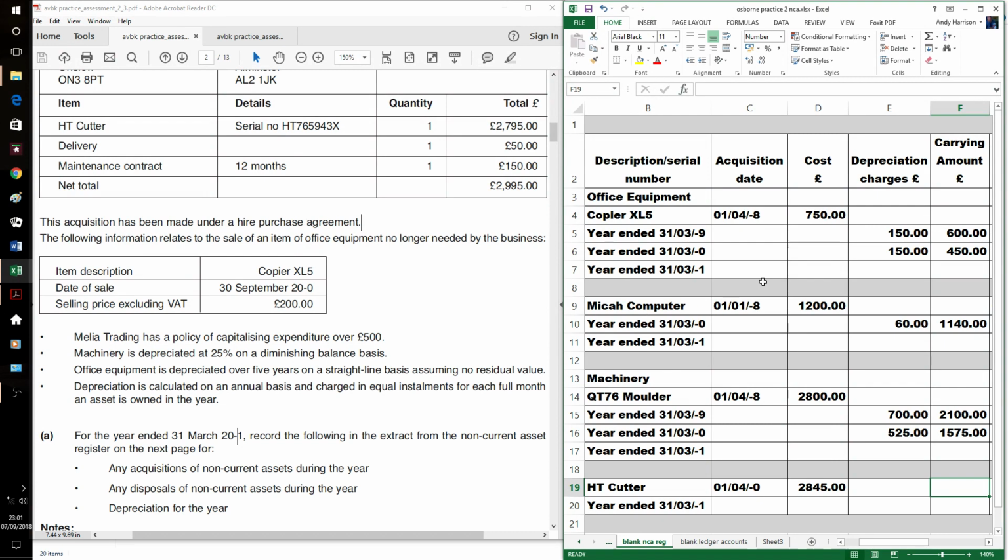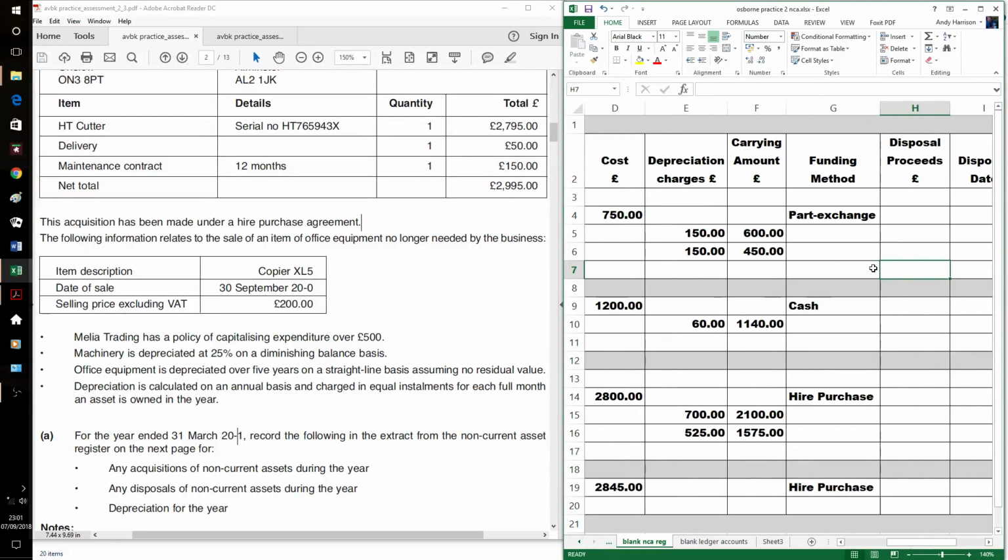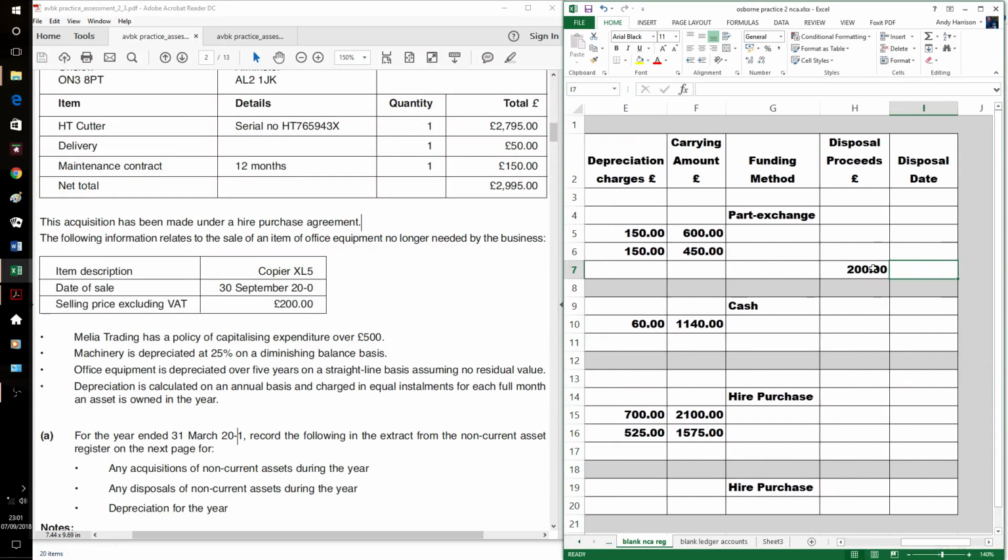The disposal. So what we're selling is this office equipment. We haven't calculated last year's depreciation yet, but we can put the £200 we got for it in, and we sold it halfway through the year. I have to bear that in mind when we do calculations. Exactly 6 months through the year.